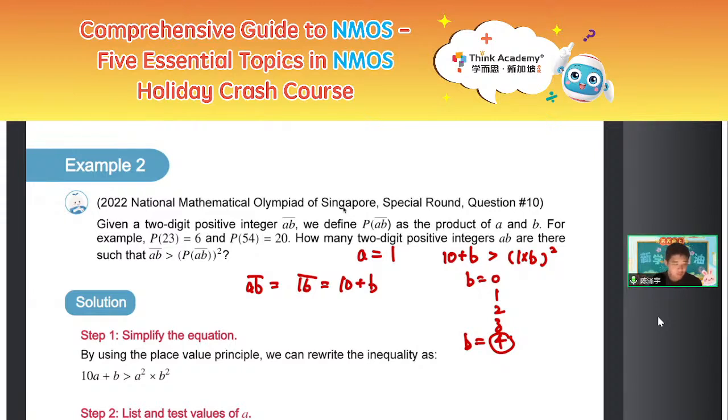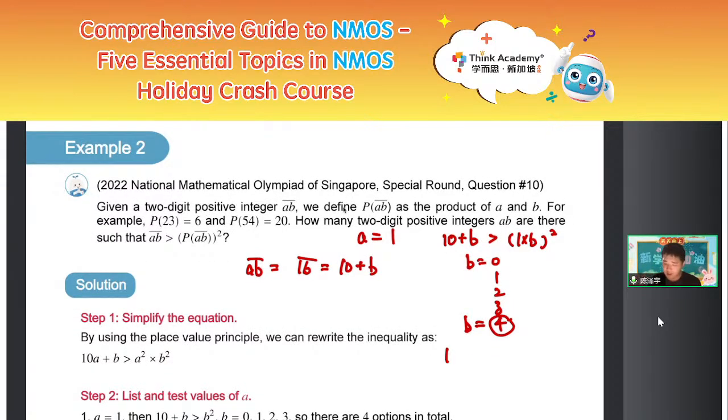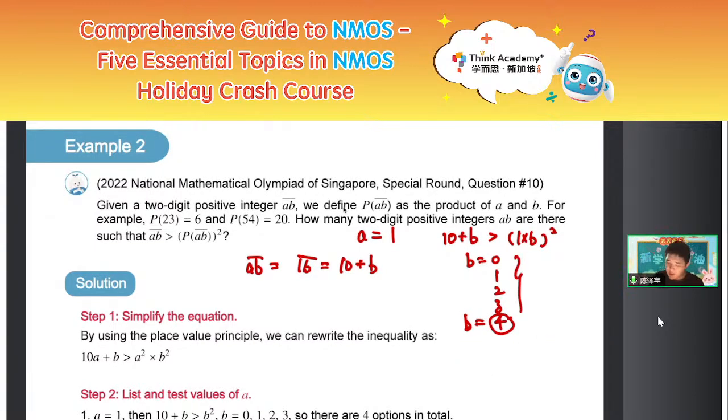If B equals 4, let's see what we have. 10 plus 4 and 1 times 4 to the power of 2. Now this is 14, this is 16. Guys, does it still work? It doesn't. So it's actually 0, 1, 2, 3, not 1, 2, 3, 4. So there are 4 different ways for B if A equals 1. Then how about if A equals 2?